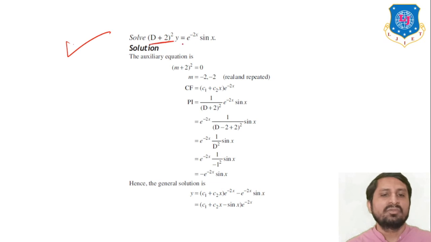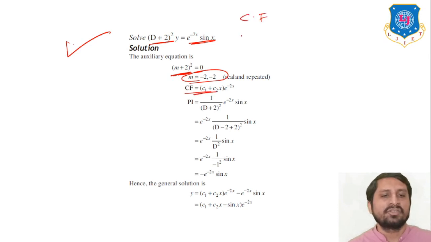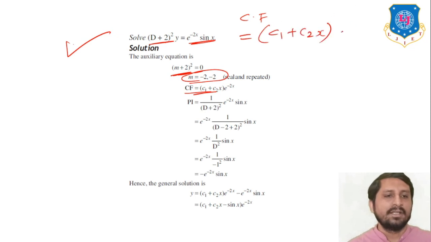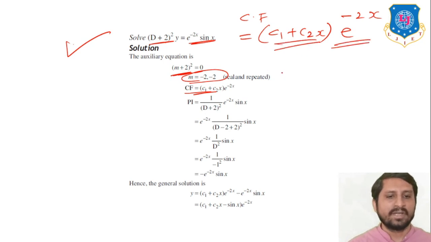This is case number 4. (D plus 2) whole square into y is equal to e raised to minus 2x sin x. So first we find the complementary function, that is (D plus 2) whole square equal to 0. Minus 2 are real and repeated roots. So the complementary function we can write as (c1 plus c2x) into e raised to minus 2x.